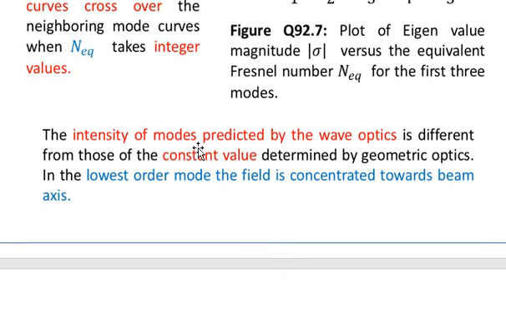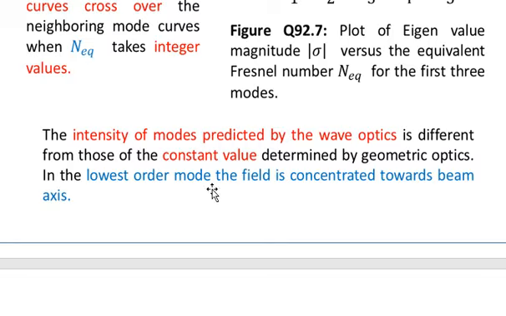The intensity of modes predicted by the wave optics is different from the constant value determined by the geometric optics. So the intensity values you see are different in the wave optics approach and in the geometric optics approach. But one thing was common: both will have a spherical wavefront. In the particular case that we have presented in our presentation, the wavefront was plane. But in general, the wavefront is spherical in both approaches.